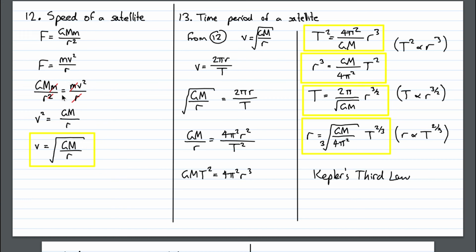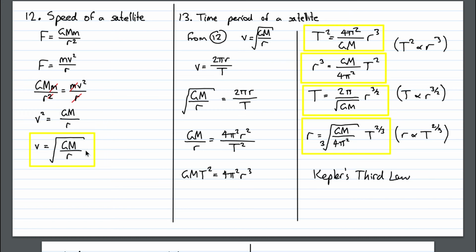Divide through by mass, divide through by r, the radius of that circular motion. We end up with GM over r, which is equal to v squared. Take the square root of both sides. We have the speed of a satellite, which only depends on the mass of the body which is being orbited by the satellite, and r, the radial distance from the center of the body that's being orbited to the satellite. This is assuming circular motion.